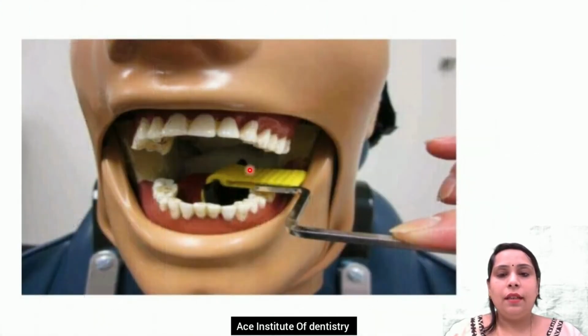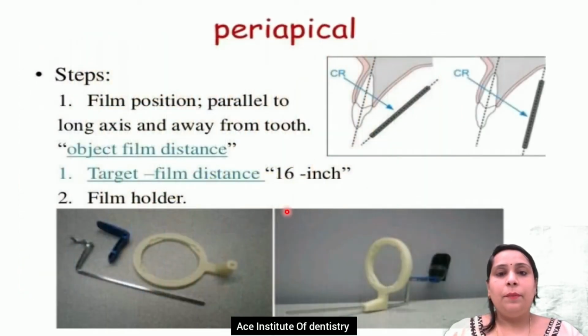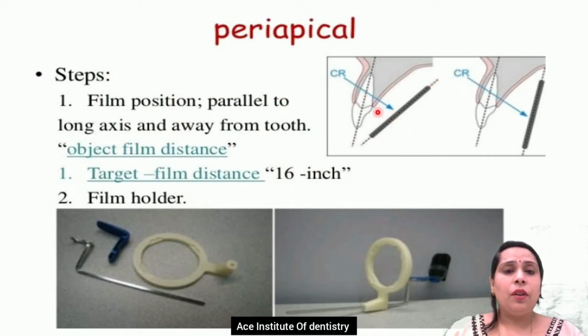See here, on this part the patient has to bite, as in the bitewing X-ray. Again, this is the way to place the film. See here, the holder is at the back, the film is in the front, and this is the way. This is the periapical radiograph. If the film is parallel to the tooth, then this is the parallel cone technique.